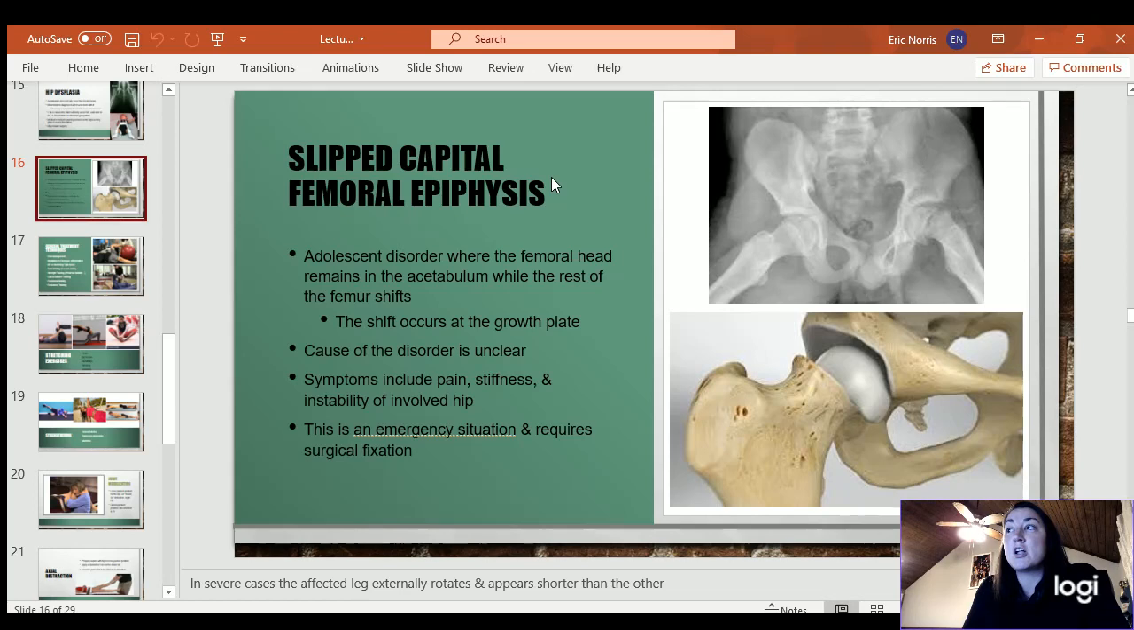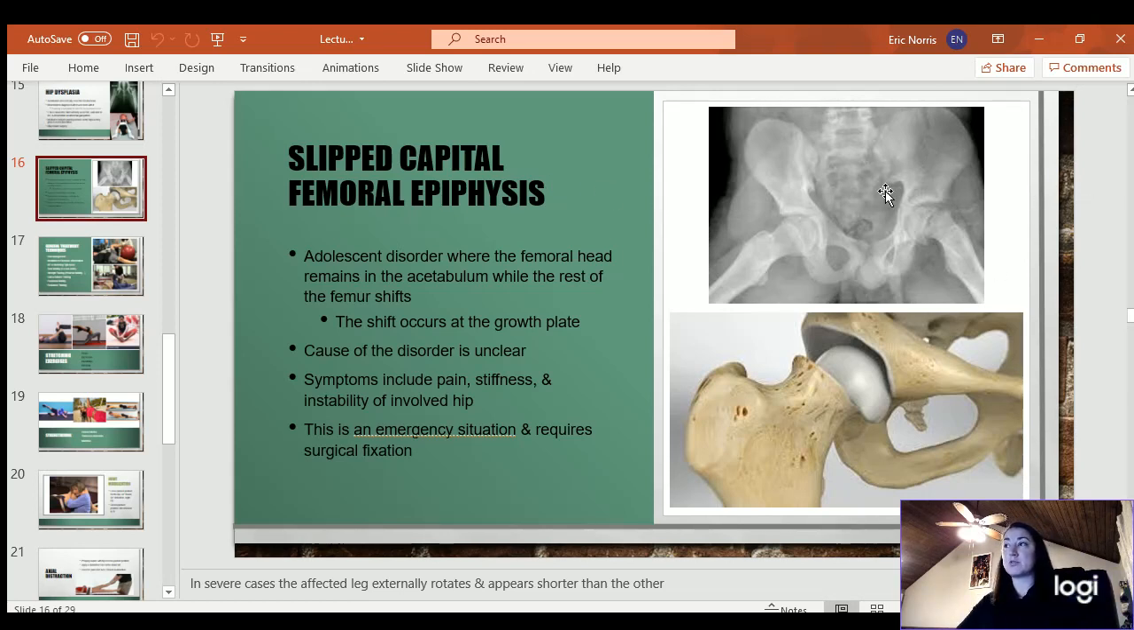So if all of a sudden a teen or a preteen begins to have significant pain, stiffness, and instability in their hip, I would certainly recommend them going to a medical doctor as soon as possible so that they can have it surgically fixed. If it is a severe case, the affected leg will externally rotate and appear shorter than the other.